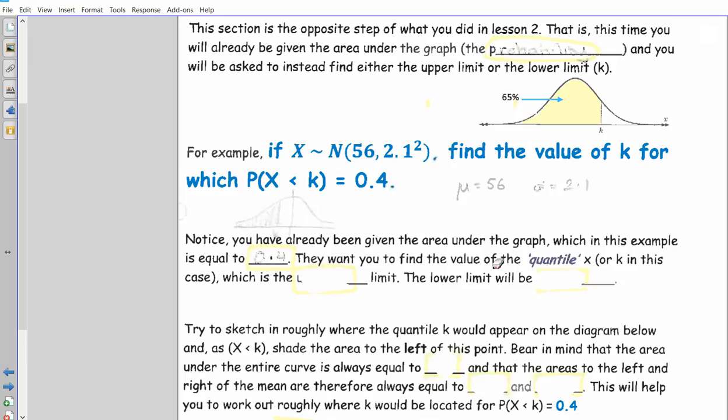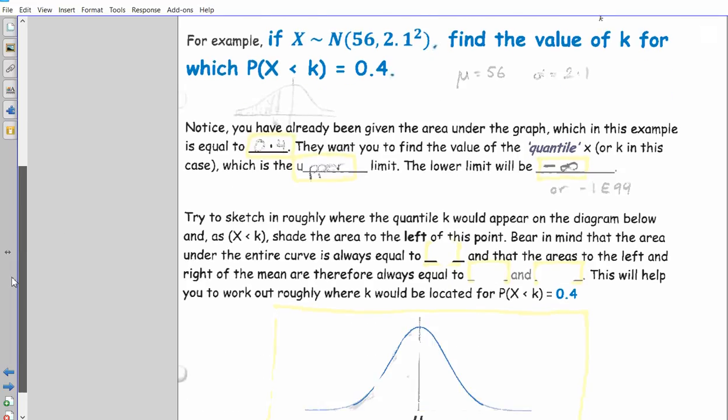They want you to find the value of the quantile. Basically, what is this k value? What is the upper boundary, which is the upper limit? So they want you to find the upper limit. You can see the lower limit is negative infinity. What is the upper limit going to be? And that's what the calculator is going to tell us. The lower limit will be, as we said, negative infinity, or in the calculator, negative 1e99, because you can see it goes all the way back here. The upper limit is k.